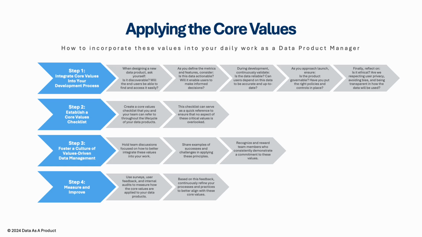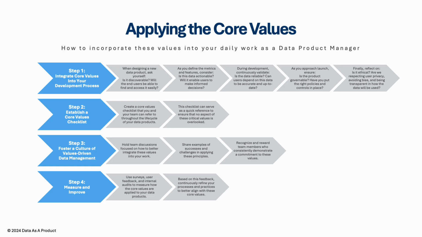And applying core values is an ongoing process. We need to regularly measure how well our data products adhere to these principles and seek feedback from users and stakeholders. So there's a couple of ways we can do this. One is using surveys, user feedback, and internal audits. But what's most important is, based on this feedback, to have a process to continuously refine our processes to better align with our core values.